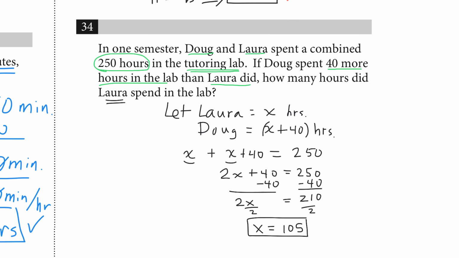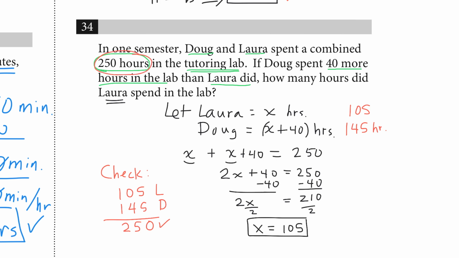And just to do a quick check, if you have time to check, Laura had 105 hours, and Doug had X plus 40, so he would have 145 hours, since she had 105. So if you add the 105 and the 145, this is Laura, this is Doug, if we combine that, we have 250 hours. So it checks. That's what we had in this problem. So 105 hours for Laura, and that is correct.